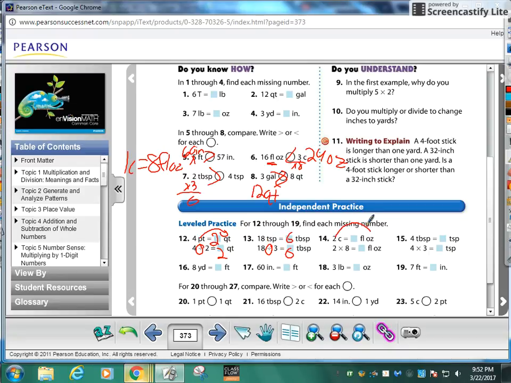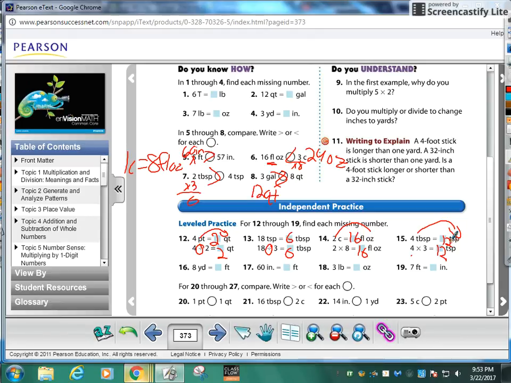Cups to fluid ounces. It says there's 8 fluid ounces per cup. 2 times 8, 16. 4 tablespoons to teaspoons. It says it's going to a smaller unit. It's going down. You're going to multiply. 4 times 3 is 12. It's literally that simple. If you need to rewatch it, that is fine.